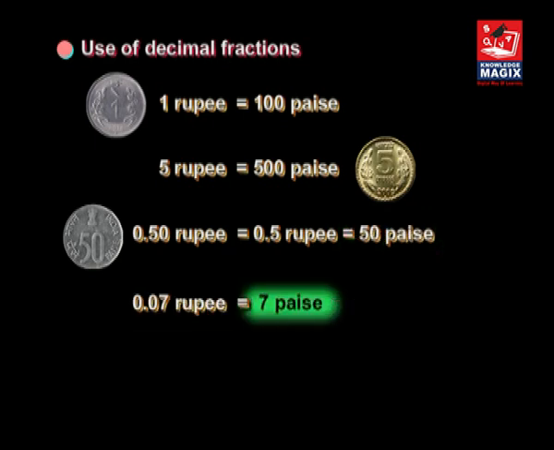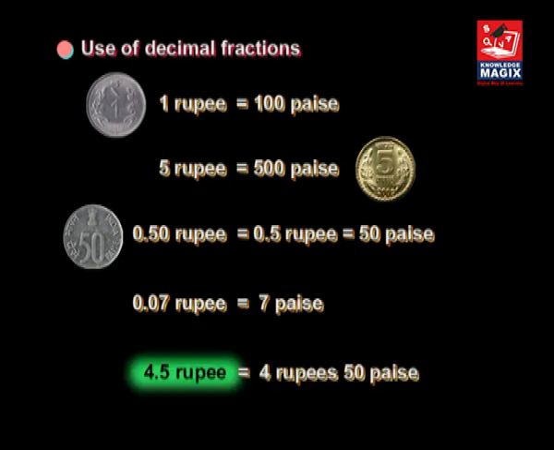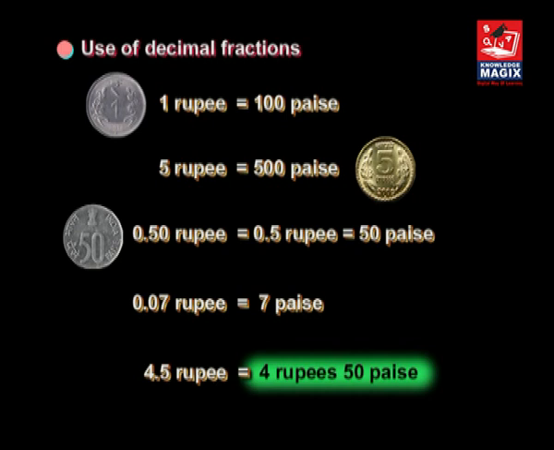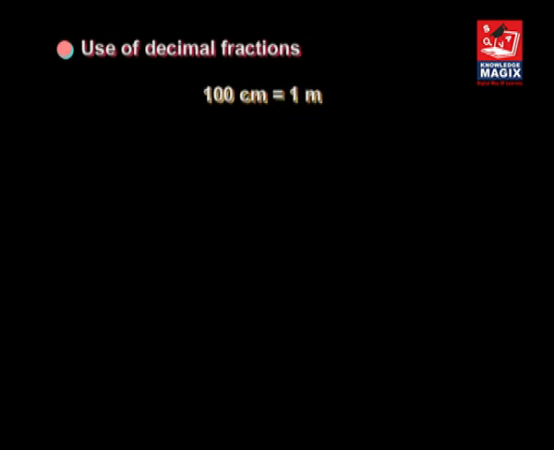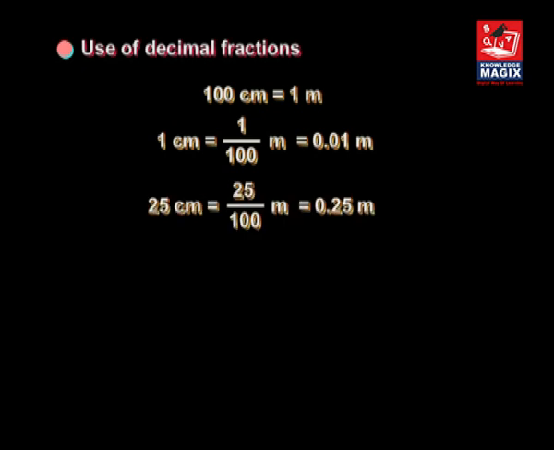0.07 rupee is equal to 7 paise. 4.5 rupees is equal to 4 rupees 50 paise. 100 centimeter is equal to 1 meter. 1 centimeter is equal to 1 upon 100 meter, that is equal to 0.01 meter. 25 centimeter is equal to 25 upon 100 meter is equal to 0.25 meter.